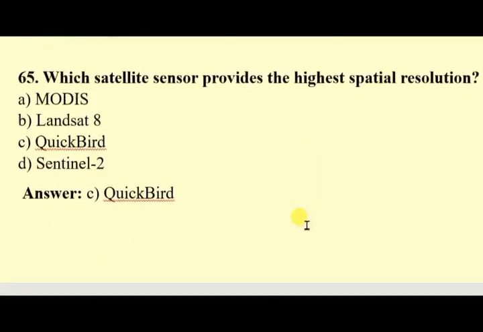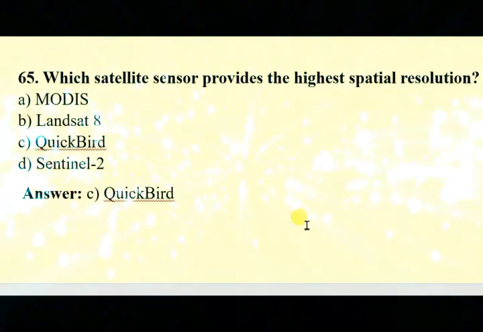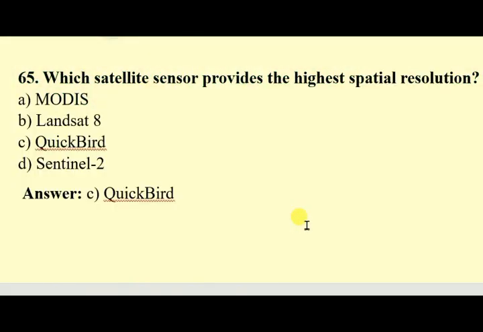Question number 65. Which satellite sensor provides the highest spatial resolution? MODIS, Landsat 8, QuickBird, Sentinel-2. Here the right answer will be QuickBird.